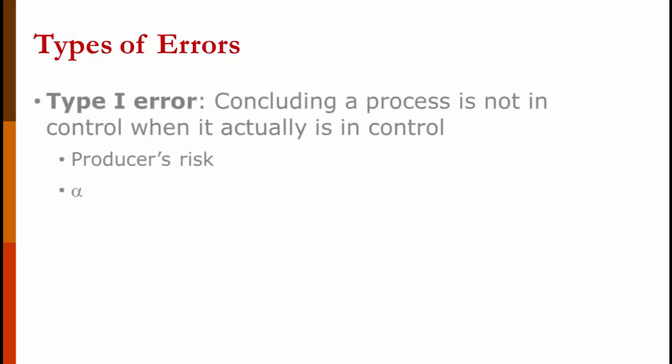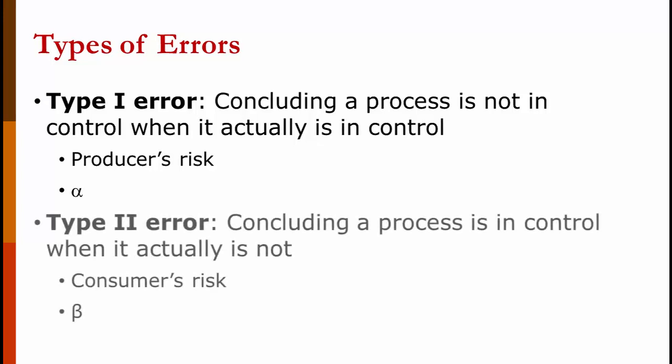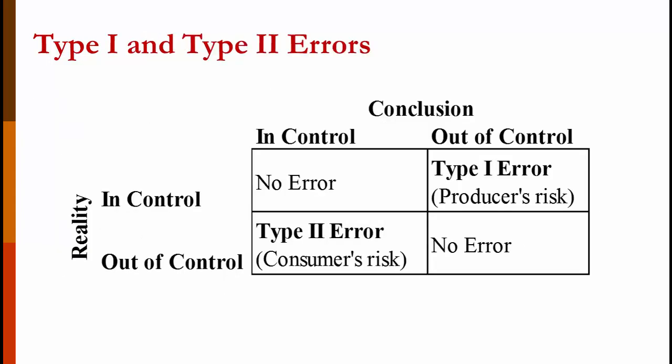A type 1 error is concluding a process is not in control when it actually is in control. In quality control, we call that the producer's risk, and it's represented by a value of alpha. That alpha means exactly the same thing as it did in business statistics. A type 2 error is concluding a process is in control when it's actually not in control. We call that the consumer's risk in quality control. We represent that with a value of beta, and we generally don't really know what beta is. Let's look at that graphically.